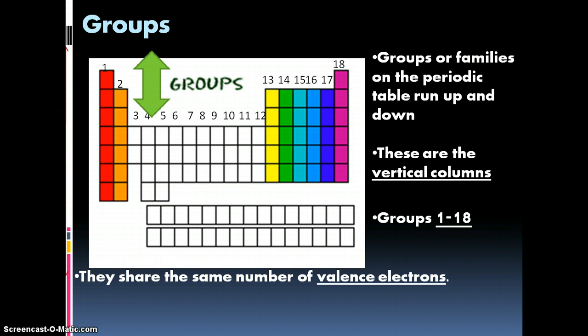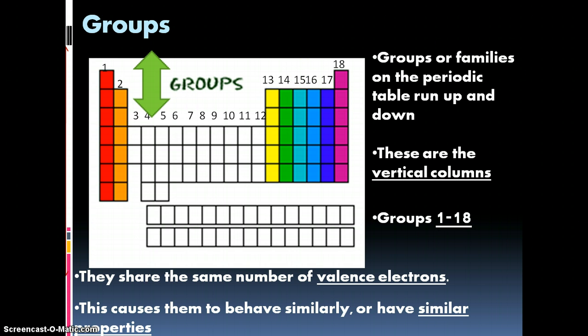And they share the same number of valence electrons in each group. So each group, they all have the same number of valence electrons. This causes them to behave similarly or have similar properties. The ones that are colored in have 1 valence electron, 2 valence electrons, 3 for group 3A, 4, 5, 6, 7, and 8, respectively.